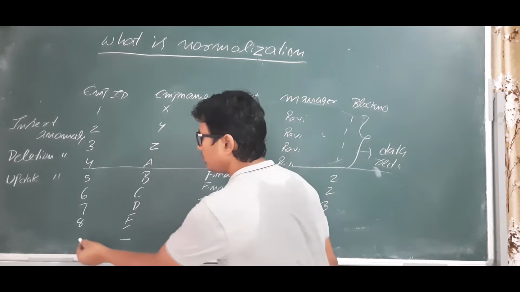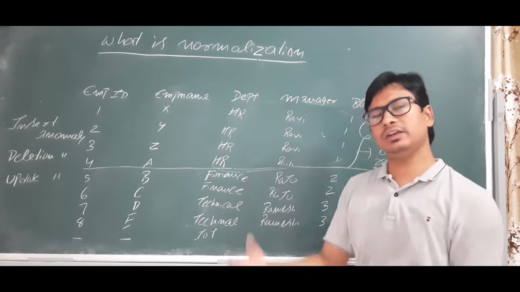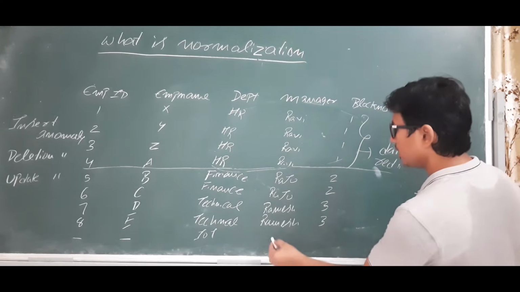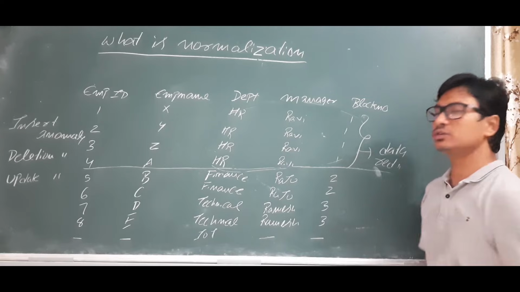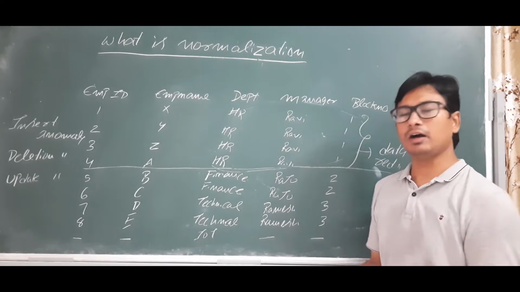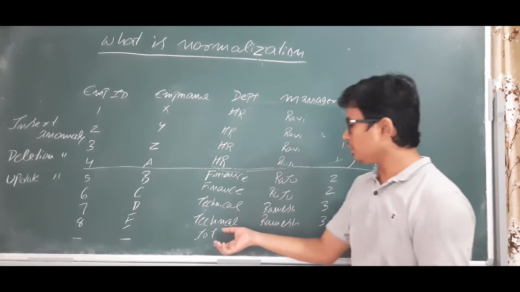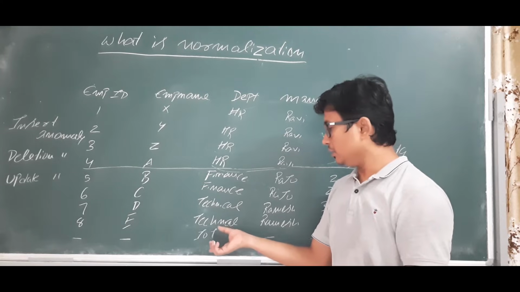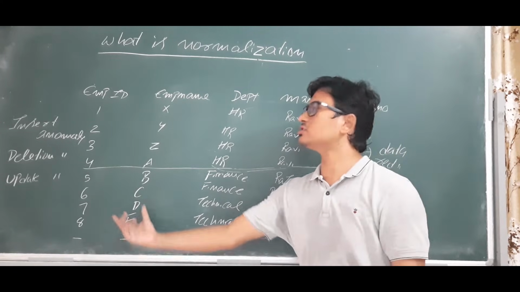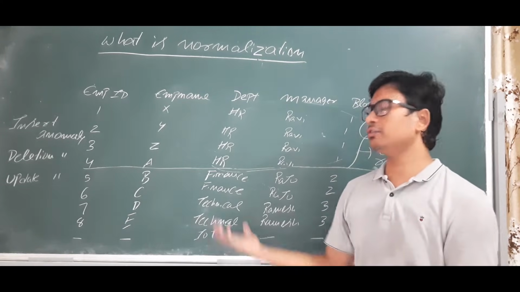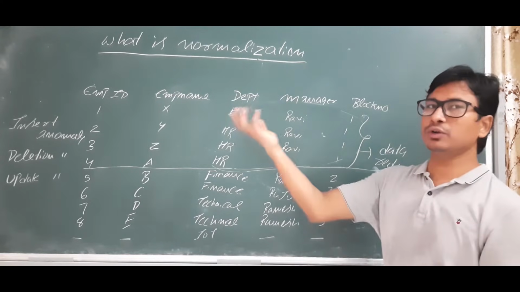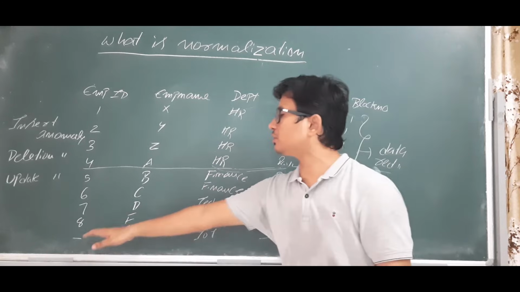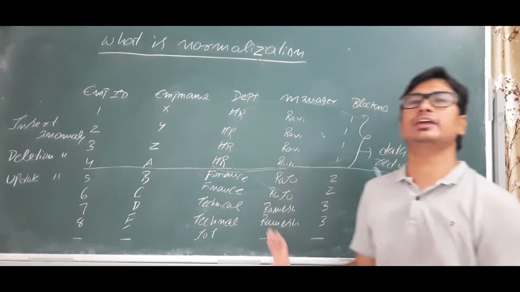If there are no employees, what employee ID will be given? Null. And the manager also is null, and the block number is also empty or null. So whenever you want to create a new department which does not consist of any employees, it will become null. Then you can ask me, sir, I want to do it the reverse way: first create the employees, then create the department.